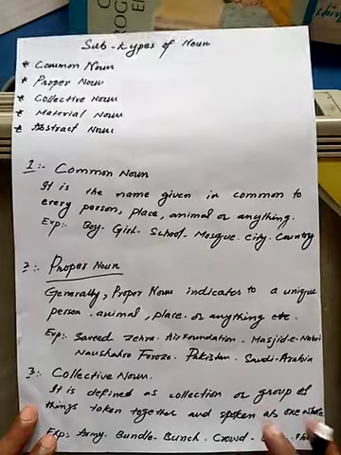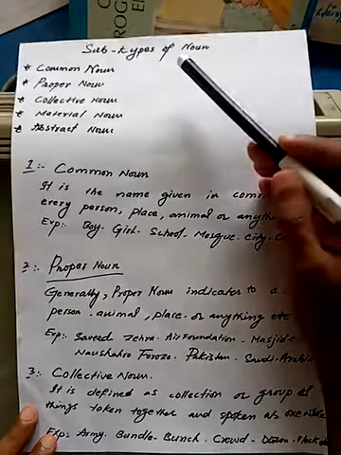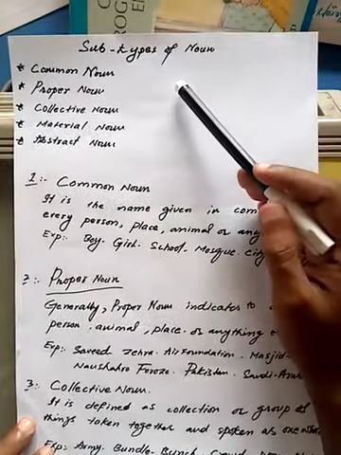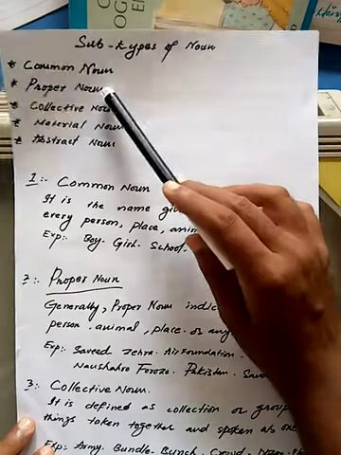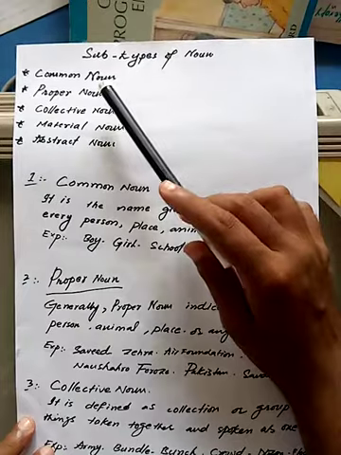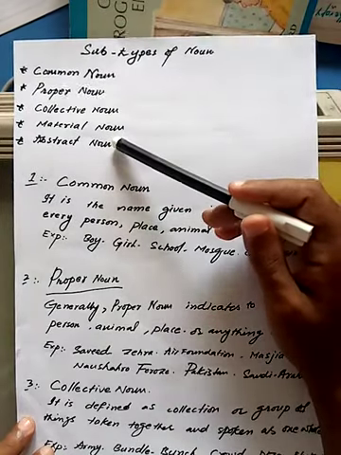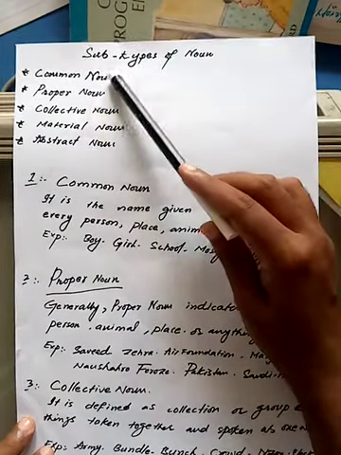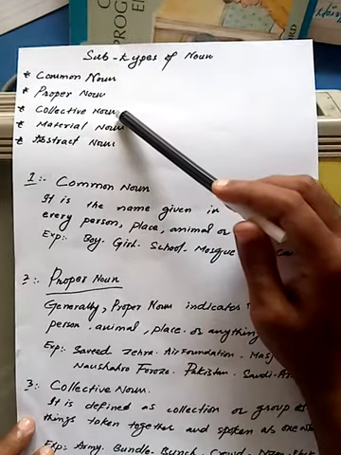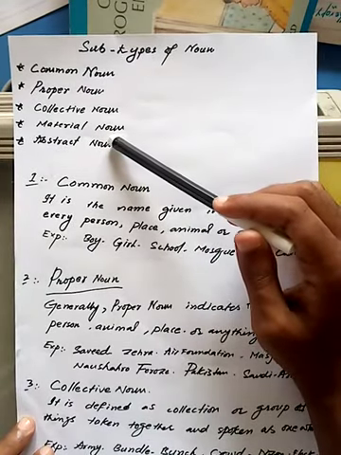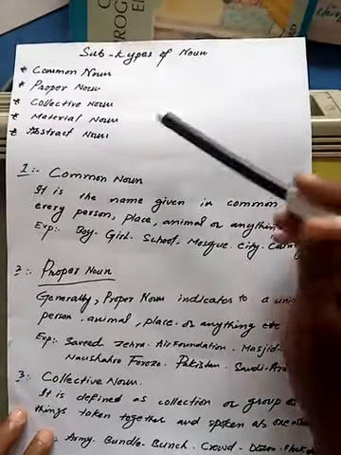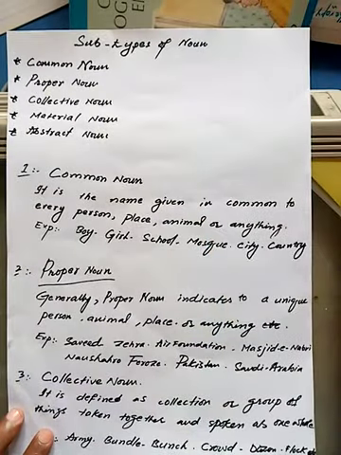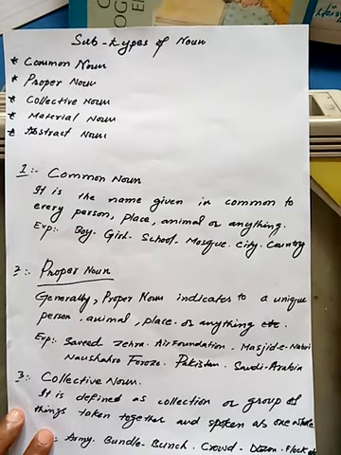from subtypes of noun. So students, as you are watching on your screen on this white page, subtypes of noun are headed over, and I have written here 5 types or 5 subtypes of noun that are common noun, proper noun, collective noun, material noun and abstract noun. As you can see clearly on your screen, I have defined 5 names of 5 nouns or subtypes of nouns.